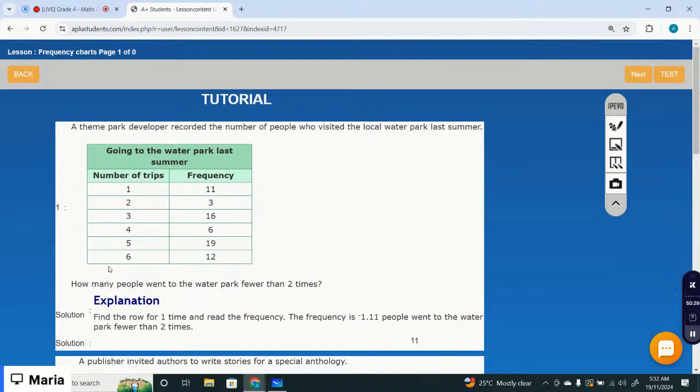A theme park developer recorded the number of people who visited the local water park last summer. How many people went to the water park fewer than two times? So, which is the correct option?